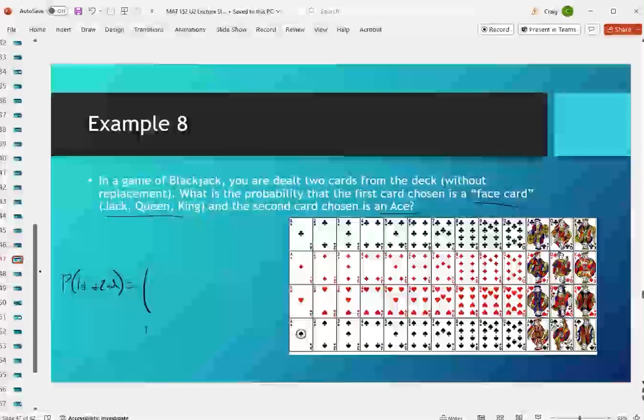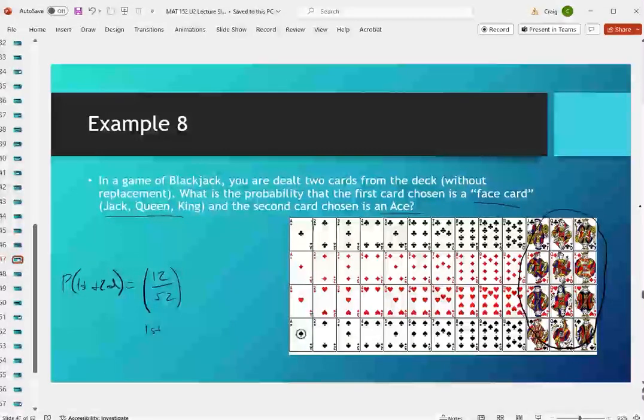So the probability of our first choice, which in this case is going to be a face card, well, there are 12 face cards out of 52 cards. So for the first card randomly chosen, we've got a 12 out of 52 chance of it being a face card. If we then want the second card that we choose to be an ace, well, there are 4 aces.